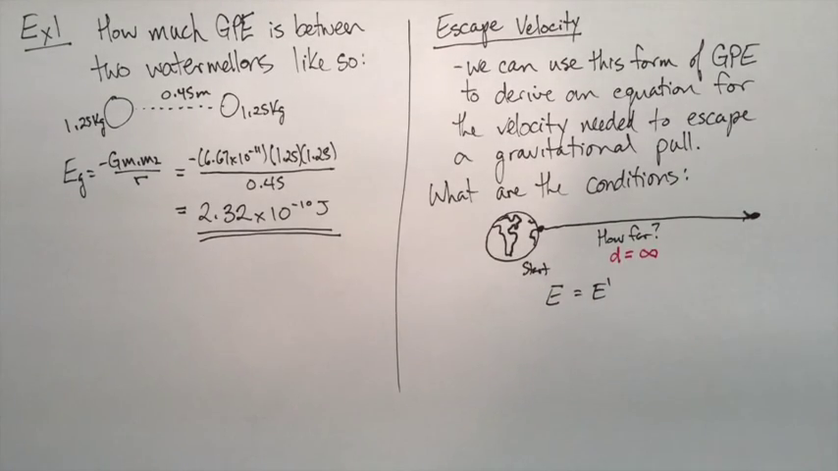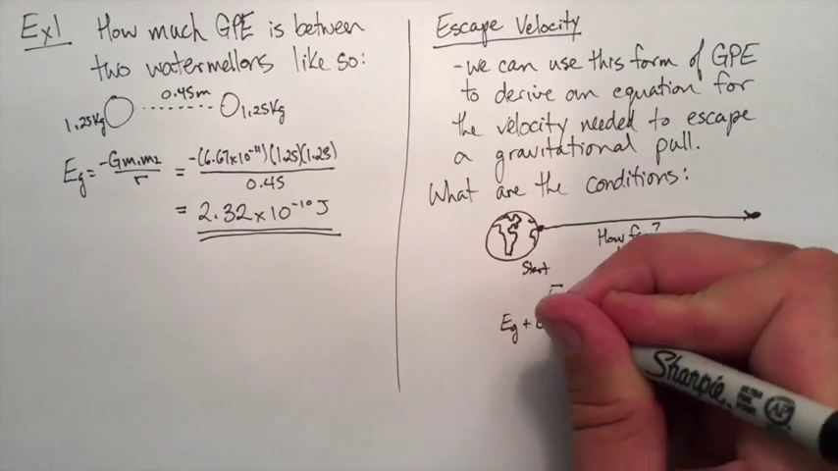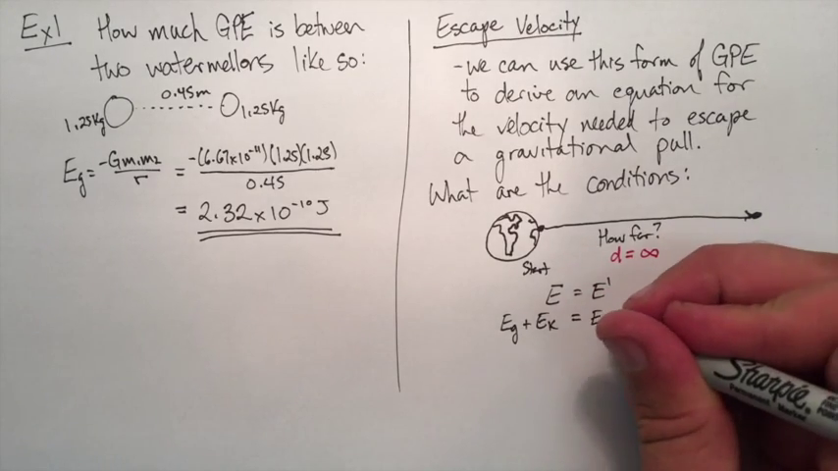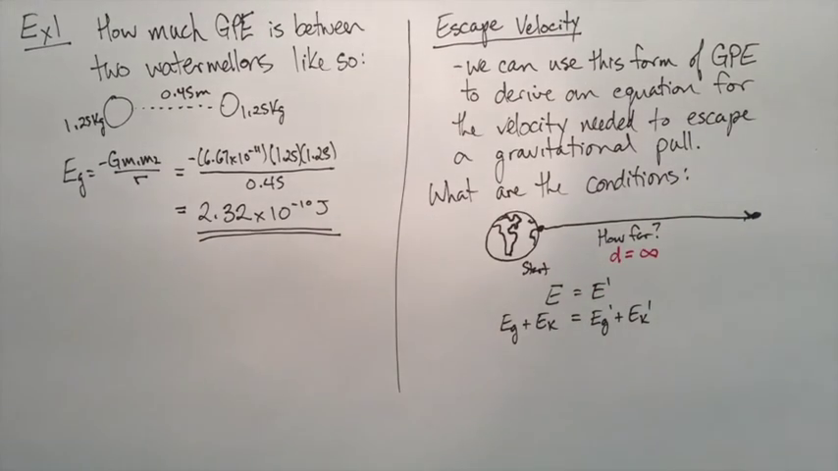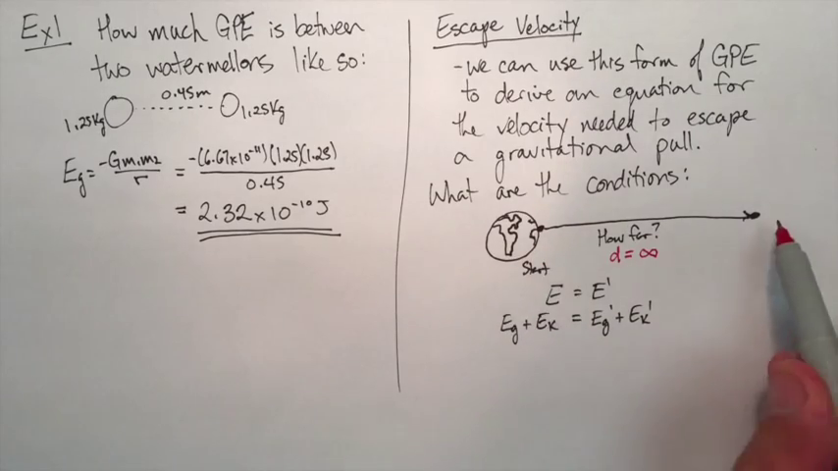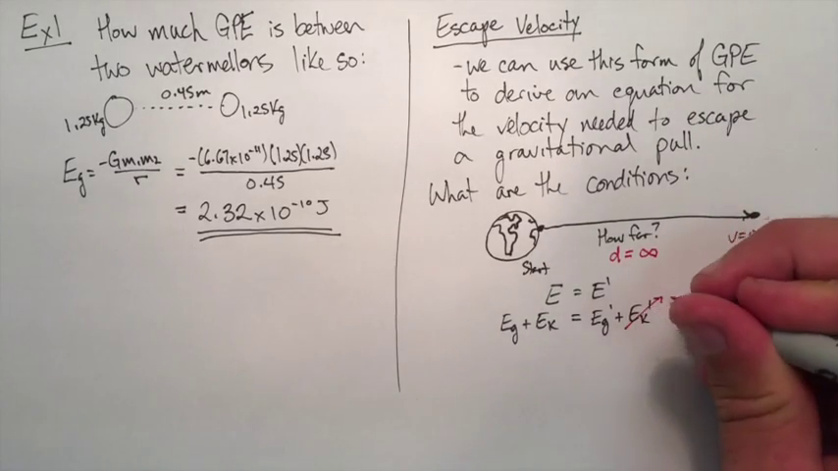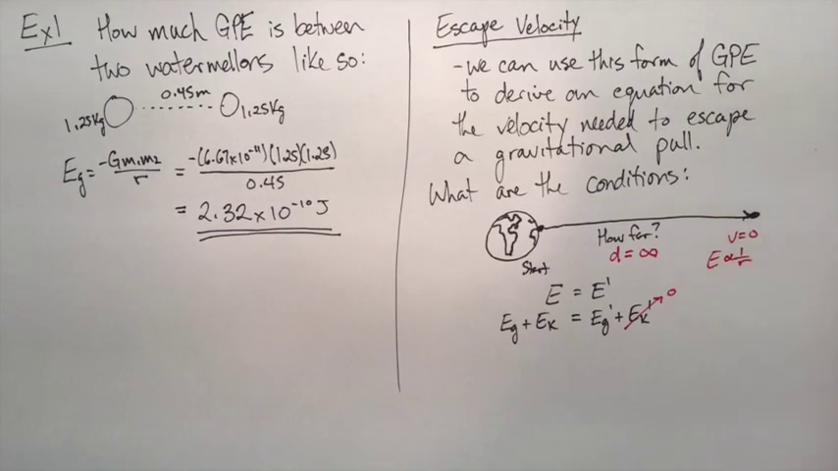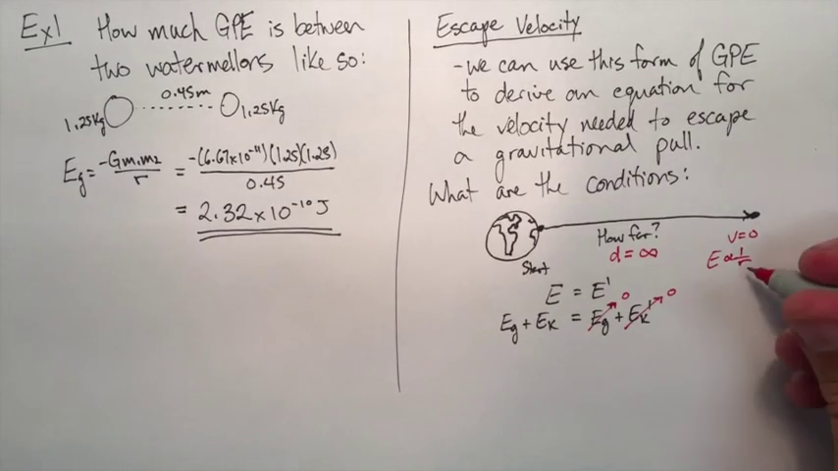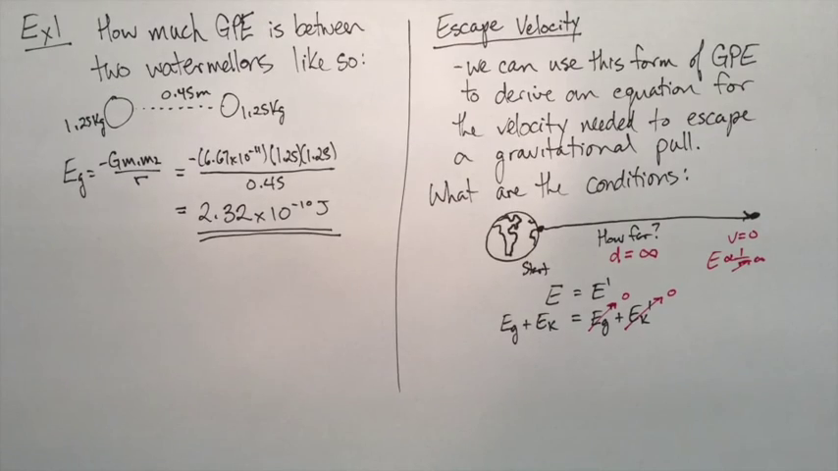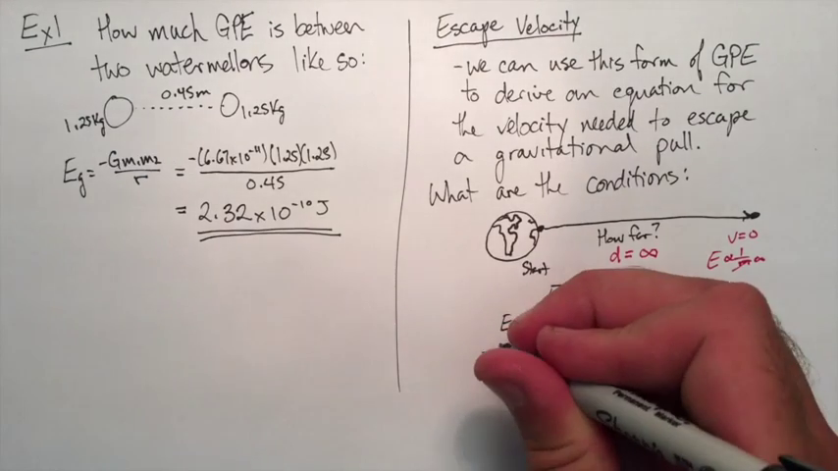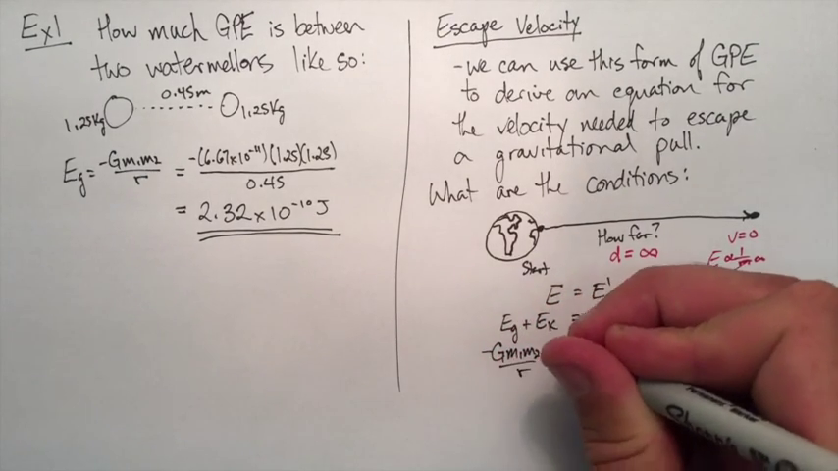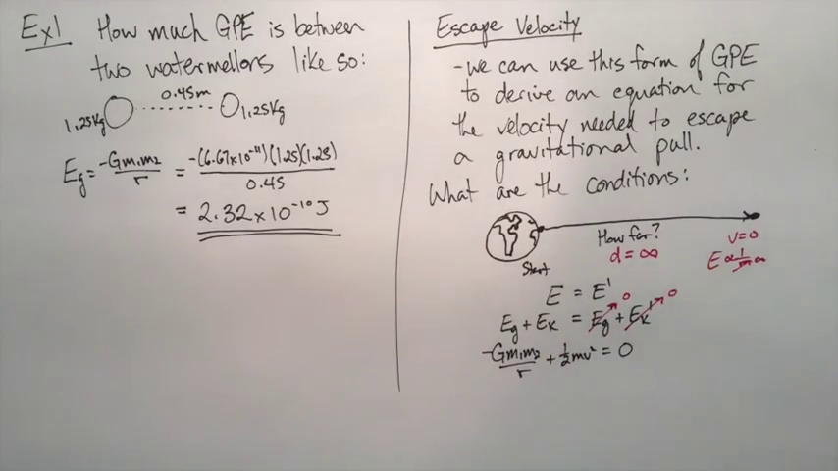So let's use E equals E prime to find out how fast I have to throw this baseball. So there's gravitational potential energy plus the kinetic energy that I'm going to throw the ball with, equals Eg prime plus Ek prime. When I get to infinity, it's going to come to a stop, so I'm going to have no kinetic energy at the end. And if I'm at infinity, Eg is going to be 0, because if you divide by infinity, that makes a fraction go to 0 as well.